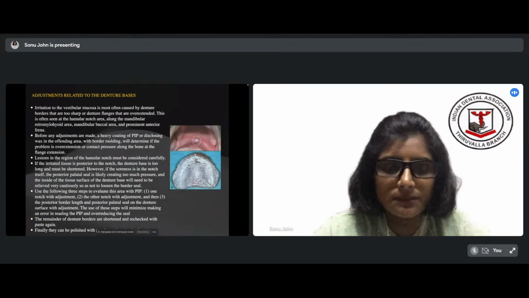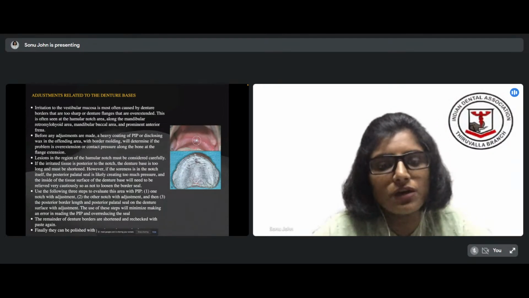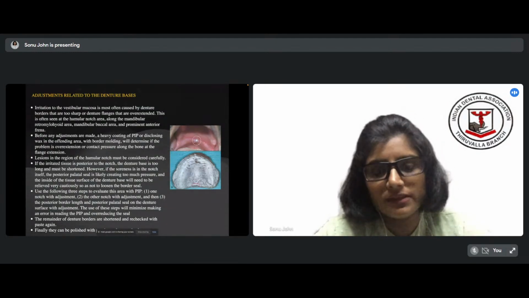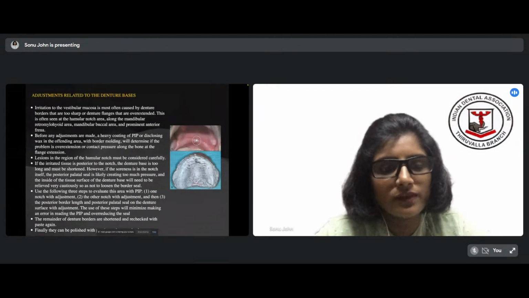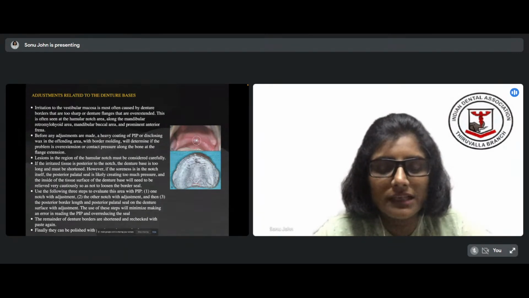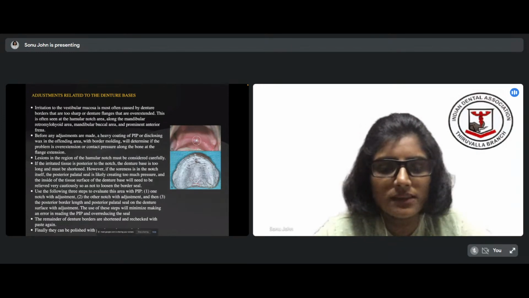So you trim the tissue surface of the denture base with extreme caution so as not to loosen the border seal. We use the following three steps to evaluate the area with a pressure indicating paste: one notch with adjustment, the other side notch also with adjustment, and then the posterior border length and the posterior palatal seal on the denture surface with adjustment.